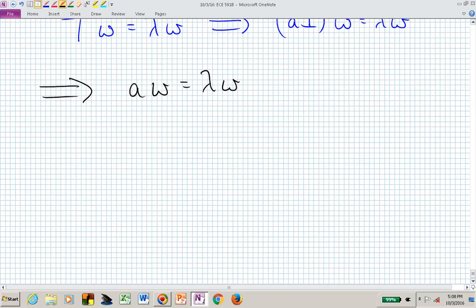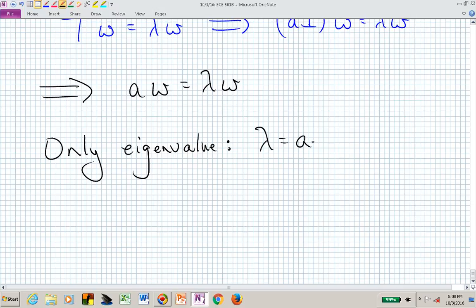So now, no matter what the dimension of T was, or whatever that identity map dimension was, what's my eigenvalue for that linear map? It's only A, isn't it? That's the only eigenvalue that I have. The only eigenvalue for that particular example is lambda equal A.